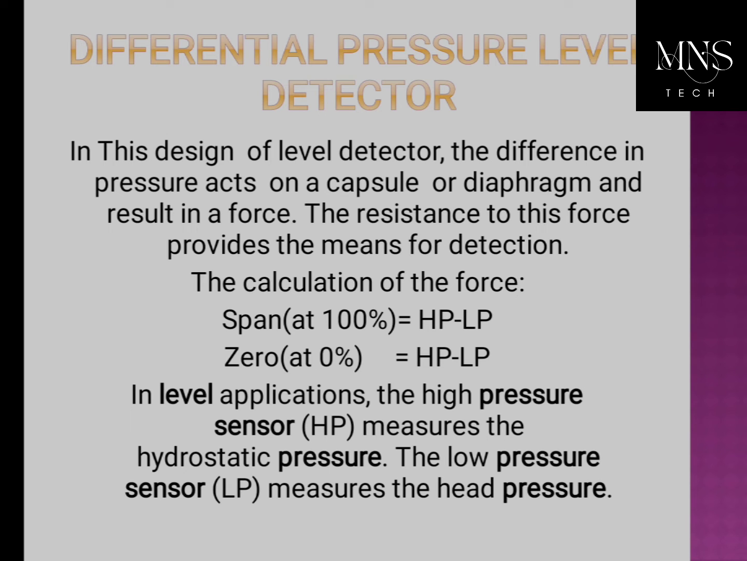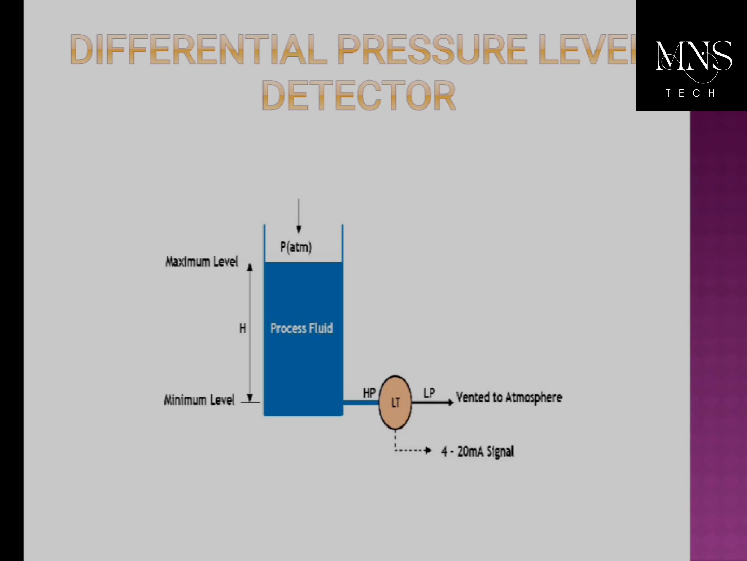Differential pressure level detector. In this design of level detector, the difference in pressure acts on a capsule or diaphragm and results in a force. The resistance to this force provides the means for detection. The calculation of the force span at 100% is HP minus LP. Zero at 0% is equal to HP minus LP. In level applications, the high pressure sensor HP means the hydrostatic pressure. The low pressure sensor means the head pressure. There is a picture of differential pressure level detector.